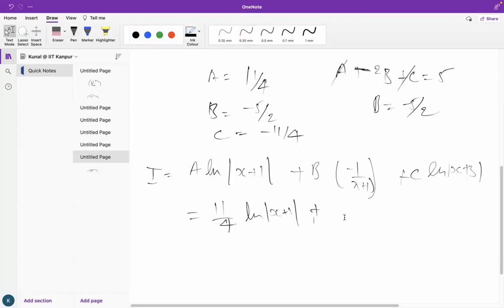Sorry, minus 5 by 2 is here. That will be minus 5 by 2, not ln, sorry. It will be minus 1 by x. So we get plus, and it will be like x plus 1. And then our C value is minus 11 by 4. So minus 11 by 4 ln mod of x plus 3 and plus some constant.